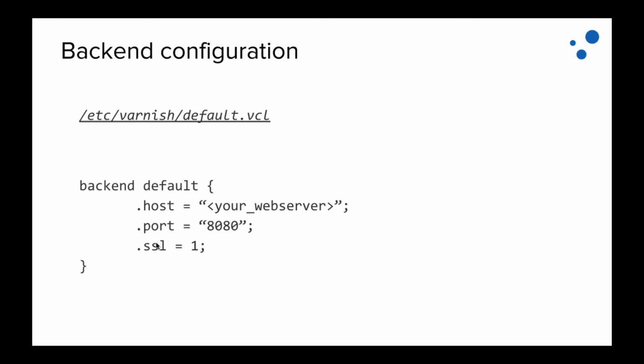And we also want the connection to be secure. Hence, we have an SSL option set to 1. So basically, Varnish will talk to your web server on port 8080 using a secure connection. And now Varnish is able to reach out to the backend and fetch content from each backend.